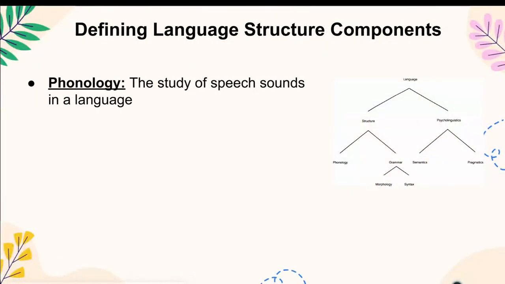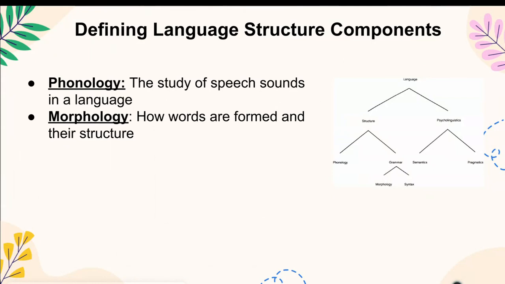Let's start by breaking down the key parts of language structure. There are five main components we need to understand. Number one, phonology. This is all about the sounds in language. It is how we pronounce words and the rhythm of speech. Second, morphology. This deals with how words are built. Think of it as the building blocks of words.